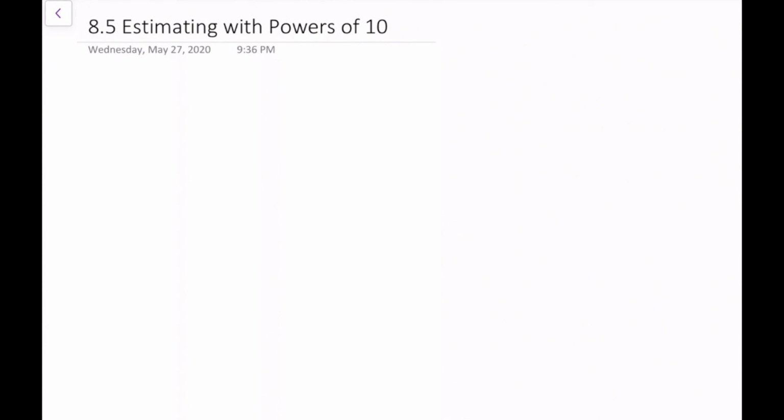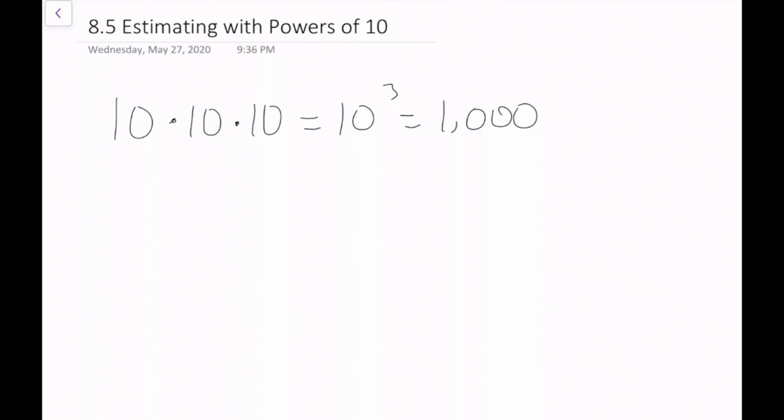Just as a quick review, we know that if I have 10 times 10 times 10, for example, I can rewrite this as 10 cubed. But if I do 10 times 10 times 10, that's just 1 times 1 times 1, and then 3 zeros. So 1 times 1 times 1 is 1, and then I just add 3 zeros. And that's my answer. And let's say that I had 10 to the 8th power.